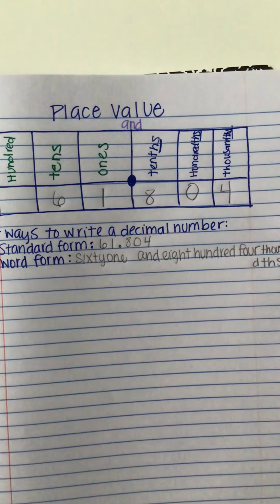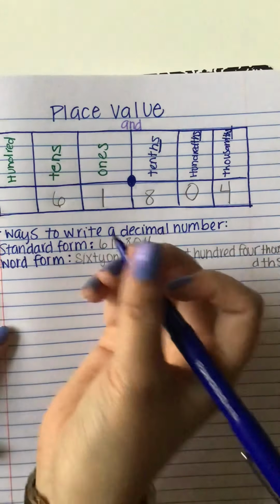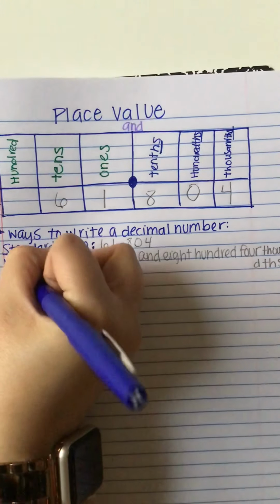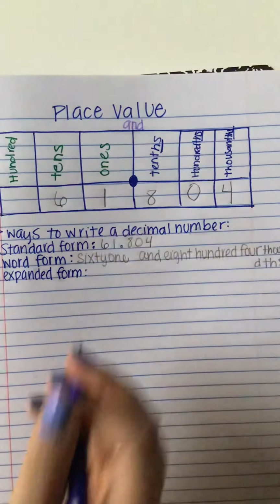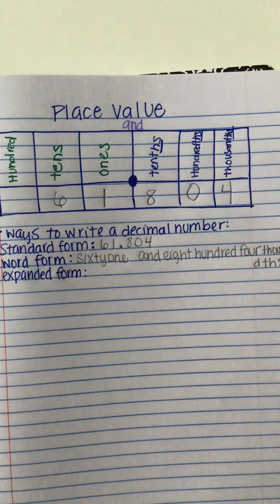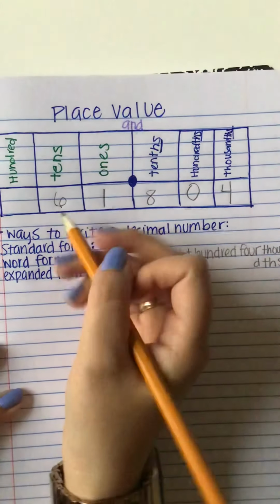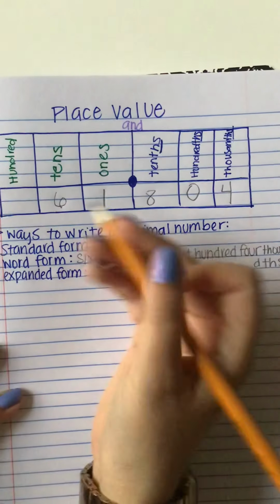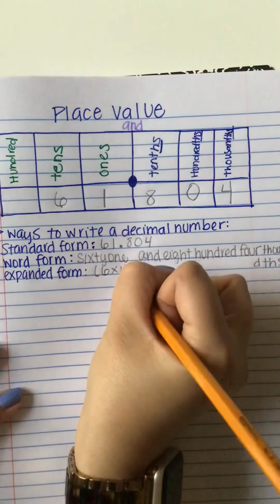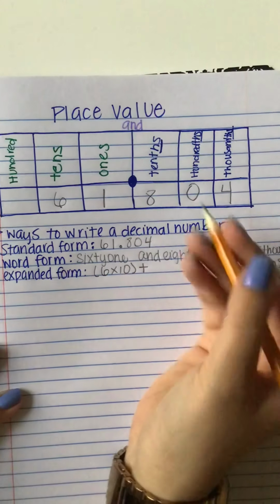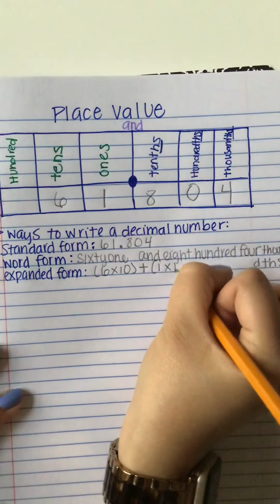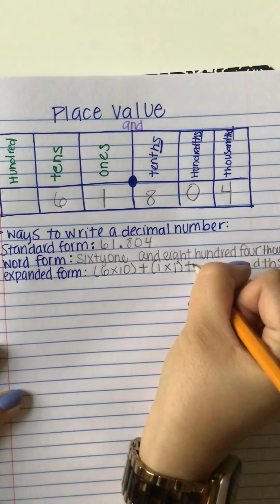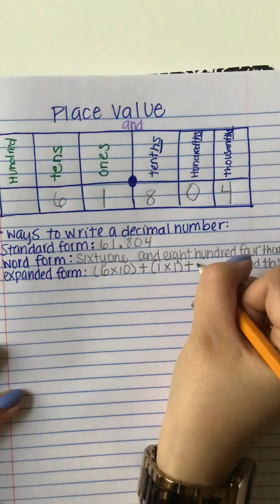So after my word form, I have my expanded form. So for my expanded form, I'm going to make mine even longer. I'm going to break down my numbers based on the place value. So the first one is my 6, and that is multiplied by tens because it's in my tens place value. Then I have my ones. So I have 1 times my ones because it's in the ones place value. Then I'm moving on to my decimals. I have 8.